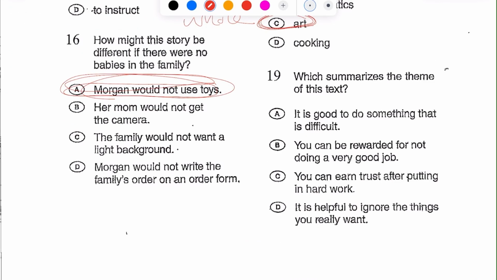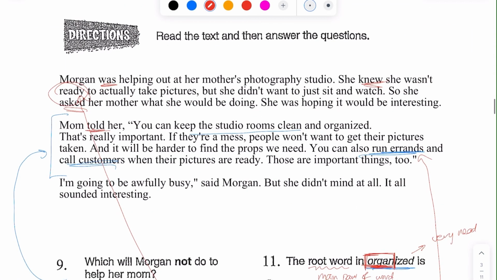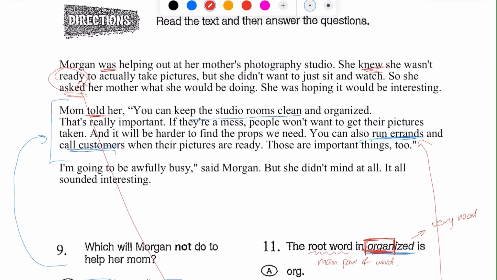So number 19 says, which summarizes the theme of this text? So theme is the main idea. So you have to think about the story as a whole and see which one of these will summarize the theme. If you think about what Morgan did, we see that Morgan put in a lot of work. So she ran a lot of errands. And after putting in all this hard work, she actually didn't complain about it, because some people complain and aren't happy about it, but Morgan didn't mind at all. She was happy about all this work.